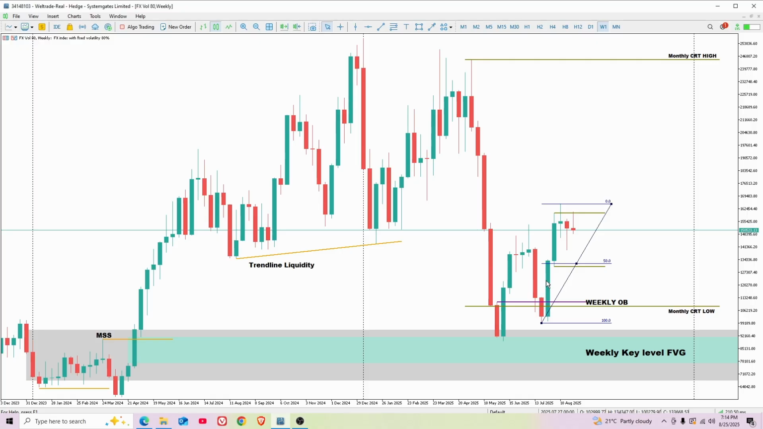Therefore, the fair value gap will be our key level and the order block below. So either here or here, we'll be looking for a CRT again to then take us above that swing high so that we may be buyers.